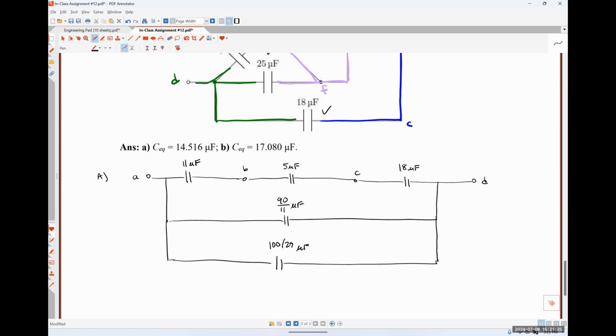$34 microfarads. How did you get that? Seems like you just added the three of them together. Because I believe 11 and 18 is 29 plus 5 is 34. So you got to remember that capacitors in series combine like resistors in parallel. So when I did it, I did 1/11 plus 1/5 plus 1/18. And then I took the reciprocal of that and I wound up getting 990/343.